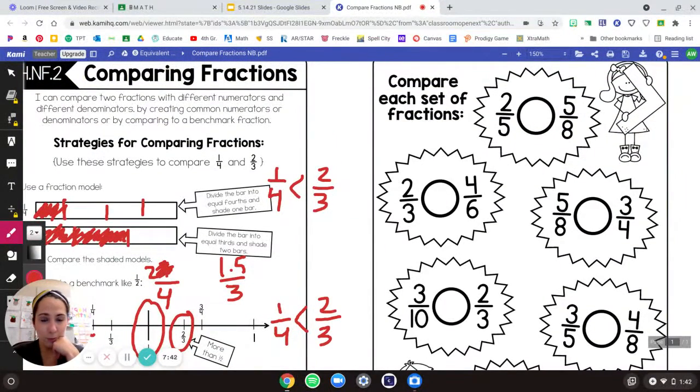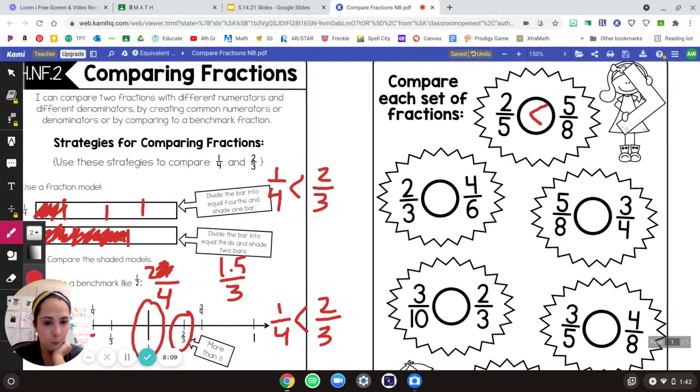Sound good? All right. So 2/5 to 5/8. Well, I know 2/5 is pretty close to 0. And I know 5/8, half would be 4/8, and 5/8 is just a little bit bigger. So I know that 5/8 is bigger than 2/5. 2/5 is less than 5/8.